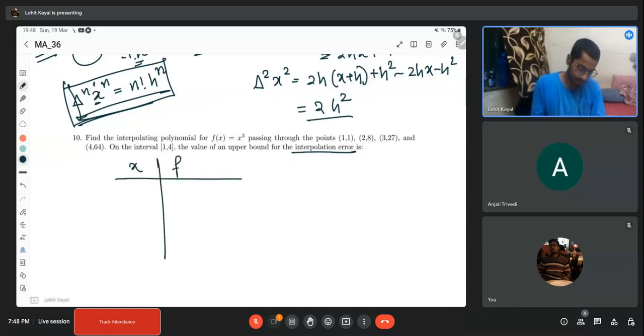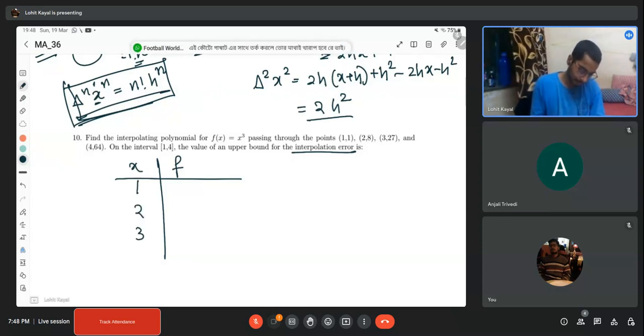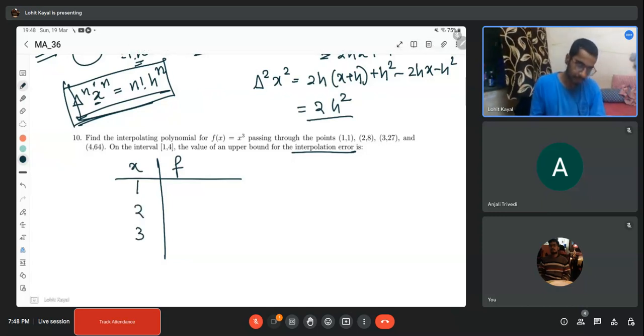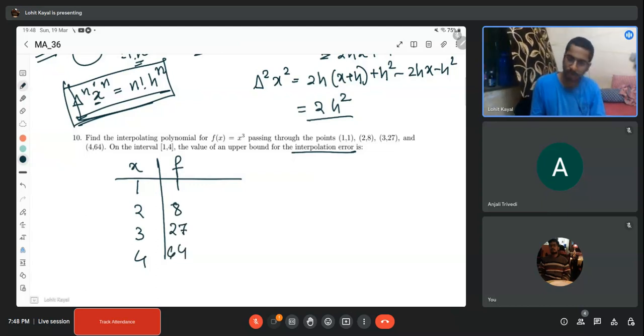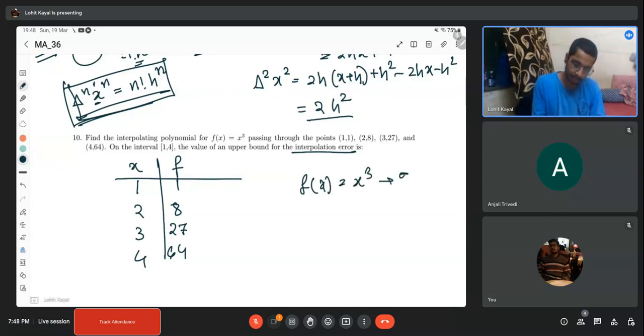Let us just do this. If x is 1, 2, 3, 4, then f is 1, 8, 27, 64. Can you see the pattern? That f of x equal to x cube. This is an exact answer.